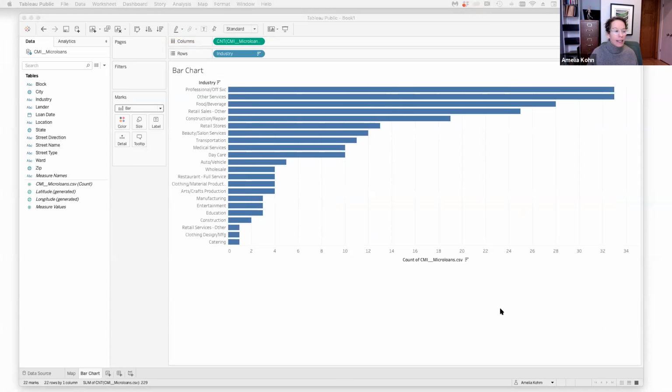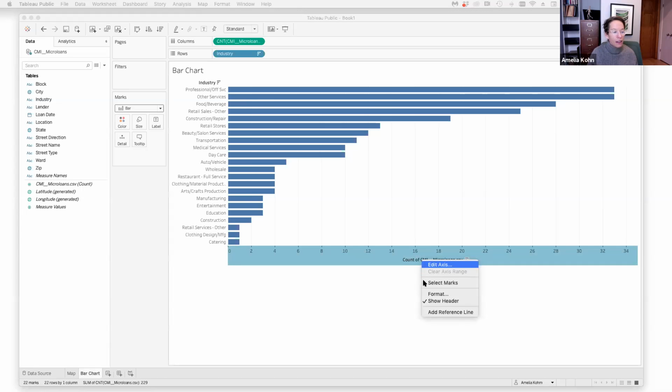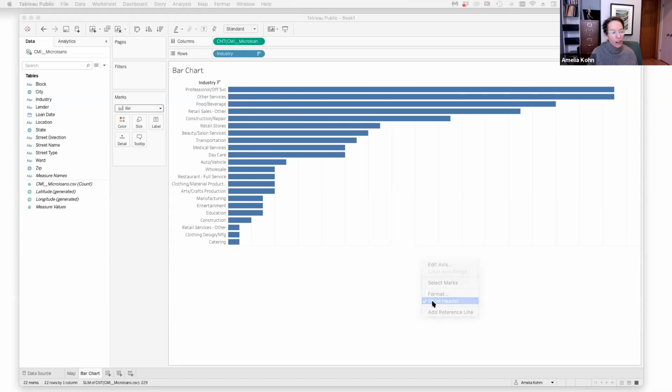And let's see, I'm going to do a few more things just to clean up this chart. So I don't really want to have this x-axis showing with all the numbers on it, because to read the chart, you really have to pick a bar and then your eye has to travel all the way down to the x-axis to know how many loans there were. And even then you're not going to get an exact number. So what I'm going to do is get rid of this x-axis by right-clicking on it and unchecking show header here. And then what I want to do is label each one of these bars so it shows the exact number of loans there were in each industry.